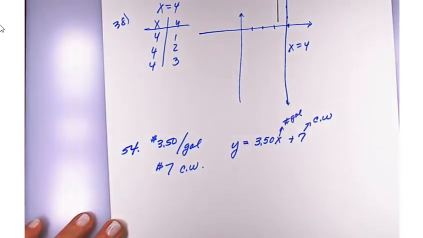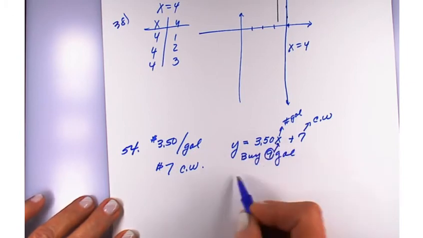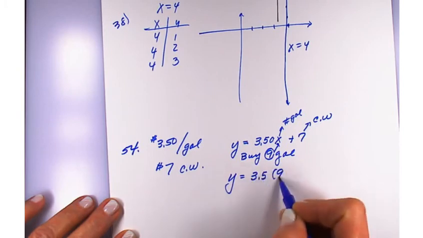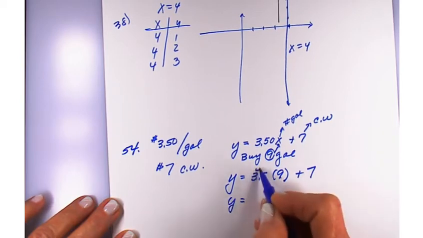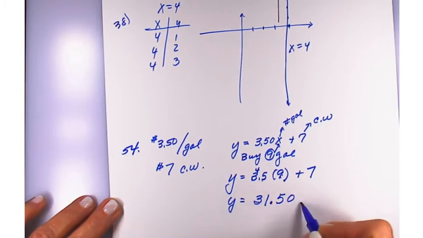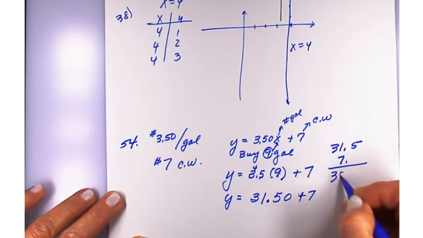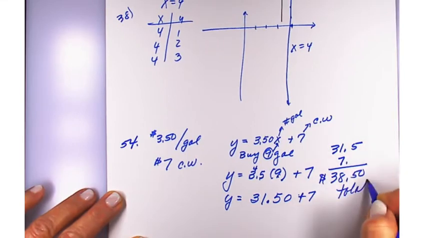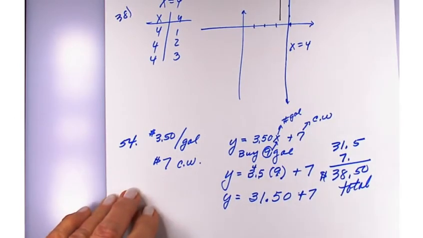So the question says, what is the cost if you buy 9 gallons? So that 9 is going to go in that position. Y equals 3.5 times 9 plus 7. So 9 times 5 is 45. Carry 4. 27 and 4 is 31. It's going to be $31.50 plus 7. So 31.5 plus 7 is $38.50 total. So that equation gave us our total cost, given that the car wash does not change in value. It stays at 7.